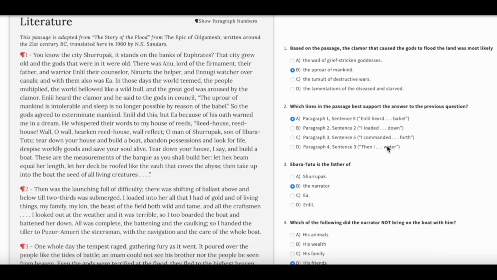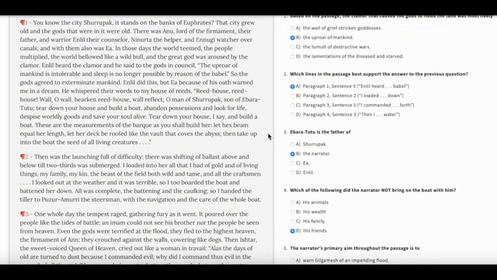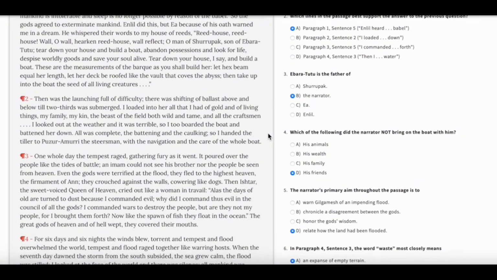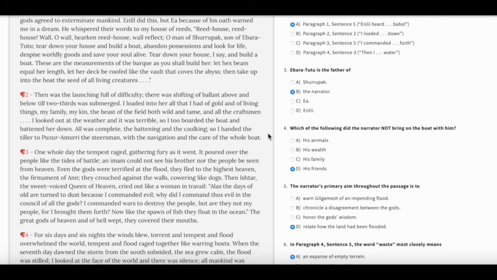Here I'm playing Where's Waldo again in the passage. Who is he? Pazur Amuri is... I'm going to have to look hard. I'm in paragraph 2. I found him. In paragraph 2? Yeah. All right. Oh, I see him. He's the guy that he handed the tiller to. He hands the tiller to him, right? You see it right there in that second to last line. It says, "So I handed the tiller to Pazur Amuri, the steersman, with the navigation and the care of the whole boat."